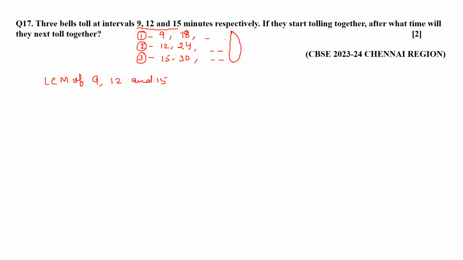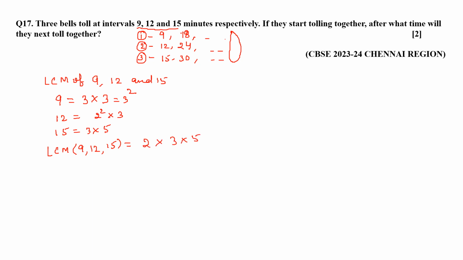So for the LCM, I'm writing directly now. 9 can be written as 3 into 3, which is 3 square. 12 can be written as 4 into 3, and 4 is 2 square into 3. And 15 can be written as 3 into 5. Now find the LCM of 9, 12 and 15. First you have to write the prime numbers: I can see 2, 3 and 5. Then write the highest power. The highest power of 2 is 2, of 3 is 2 and of 5 is 1. So it is 4 into 9 into 5.